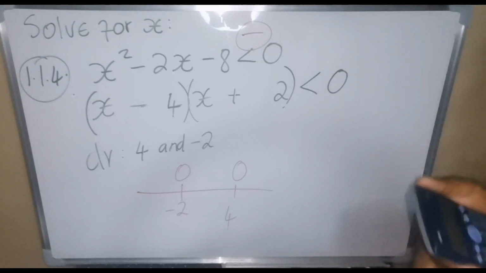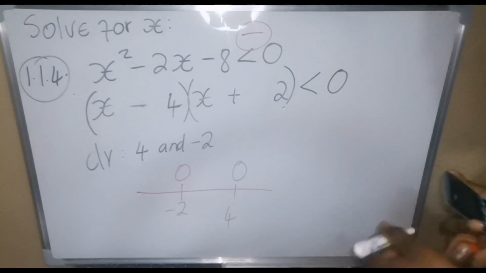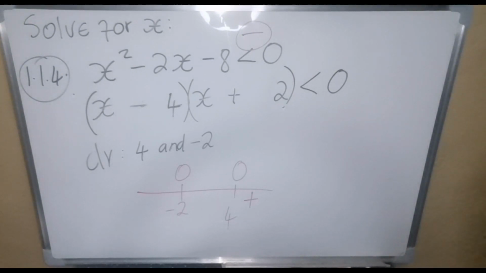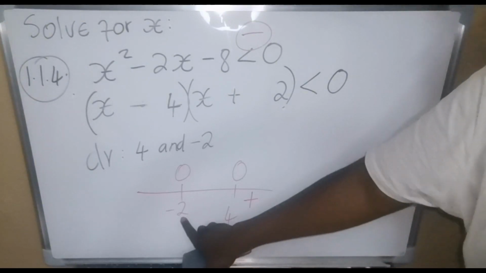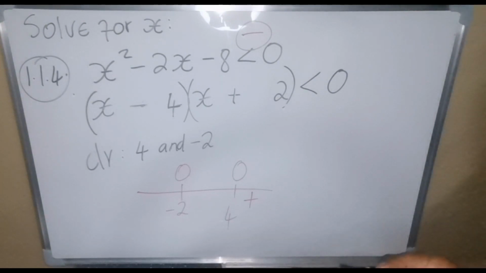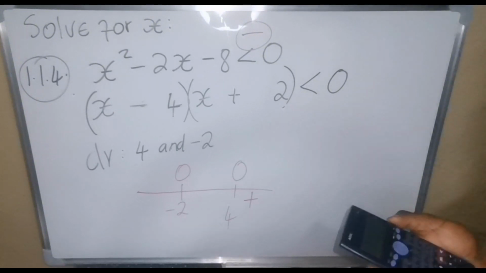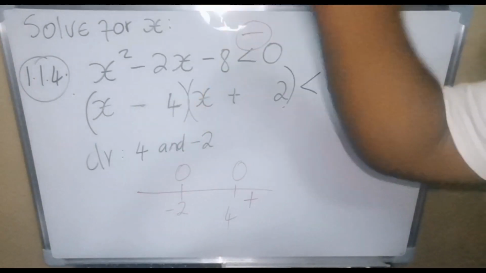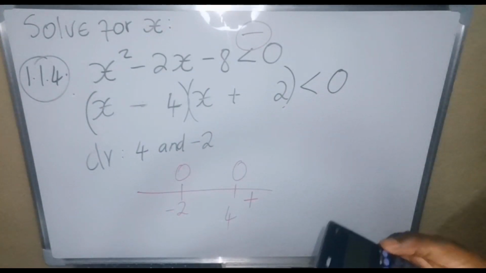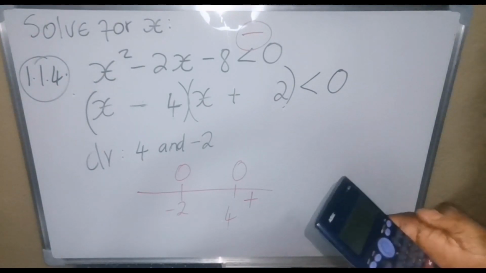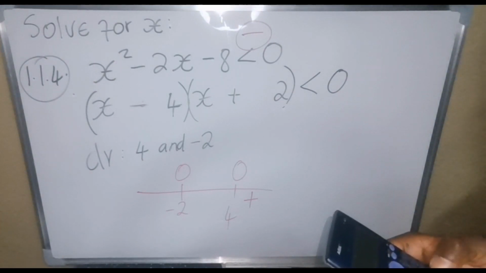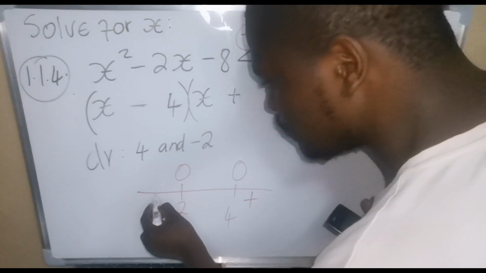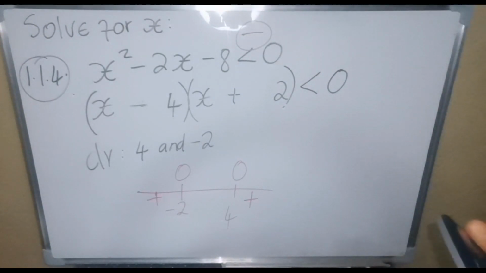Our aim is to check the sign there. The sign is positive. On my left are positive values. I just check the sign. Let's check the values that are smaller than negative 2: negative 3, negative 4, negative 5, negative 6, and those values are smaller than negative 2. Let's take negative 3, for example. Negative 3 squared minus 2 times negative 3 minus 8 gives me positive 7. Values that are smaller than negative 2 are positive in terms of their sign.